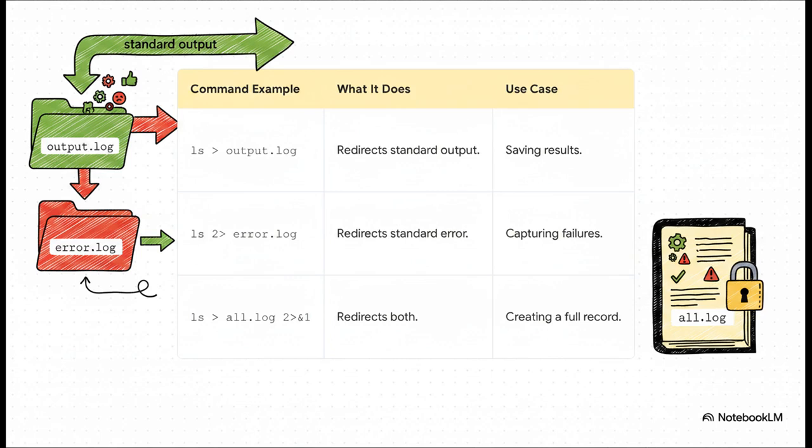The first example, with just greater than, only captures the good stuff. The second one, with 2 greater than, is special. It captures only the error messages. But that third one, greater than all.log 2 greater than and 1, that's the one you're going to use most often. It's the whole shebang. It sends both the good and the bad output to the exact same file, giving you a complete, unfiltered record of everything that happened.